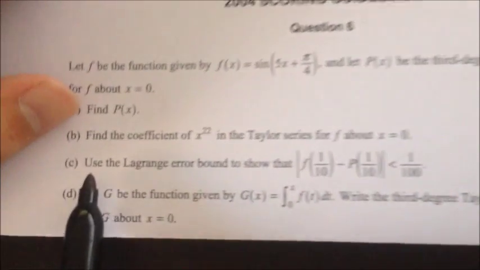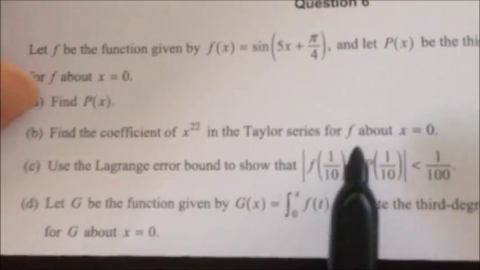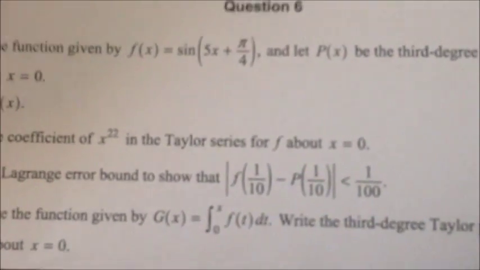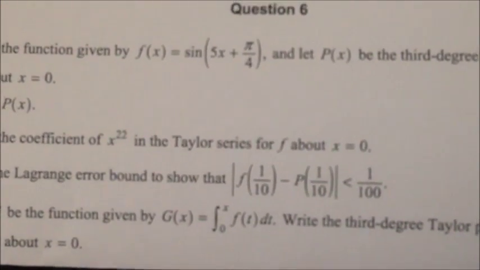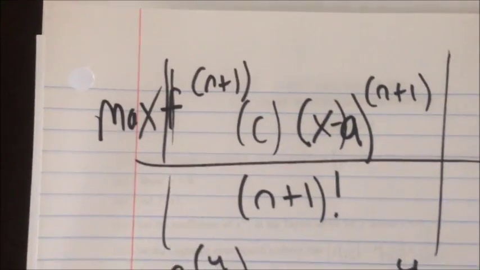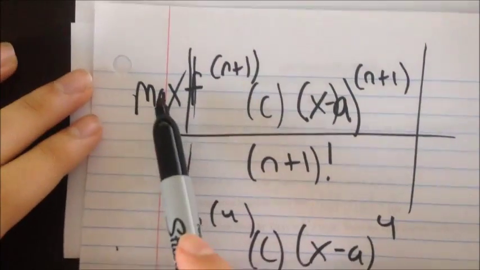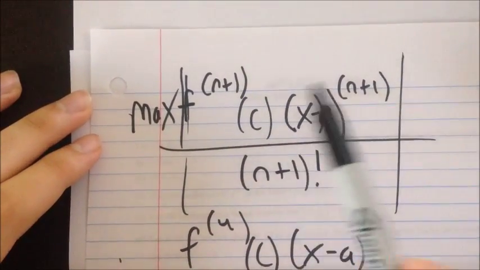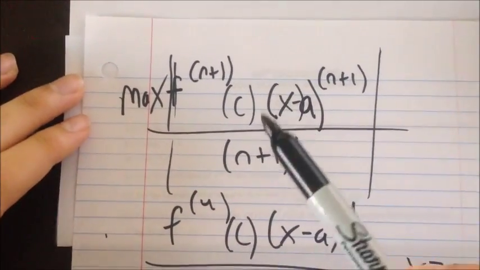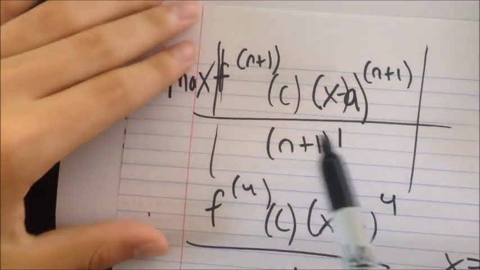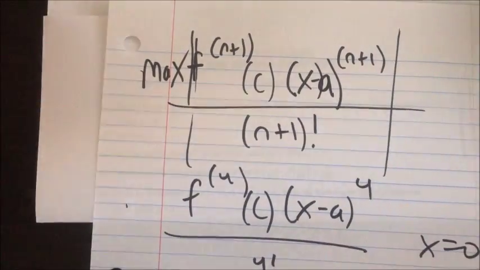Right, the next one is: use the Lagrange error bound to show that the absolute value of f of 1/10 minus p of 1/10 is less than 1 over 100. Okay, just a quick reminder of the Lagrange error. It's the max of the derivative of the next term times x minus a to the next term power, divided by the next term factorial.